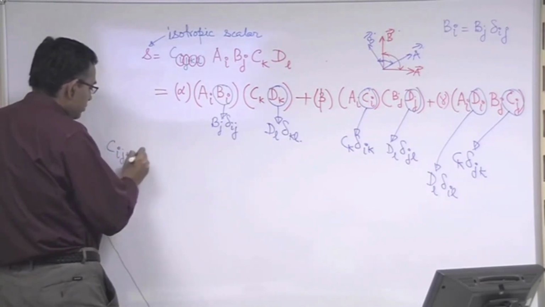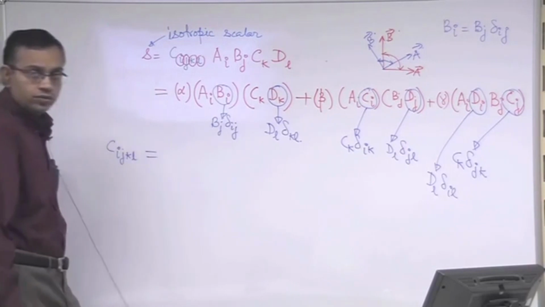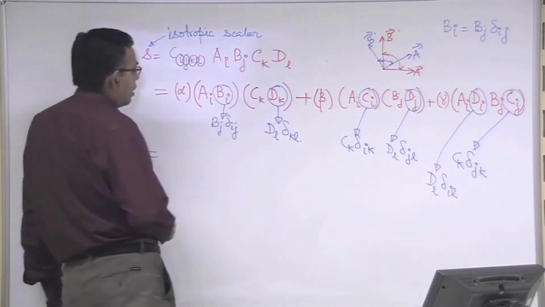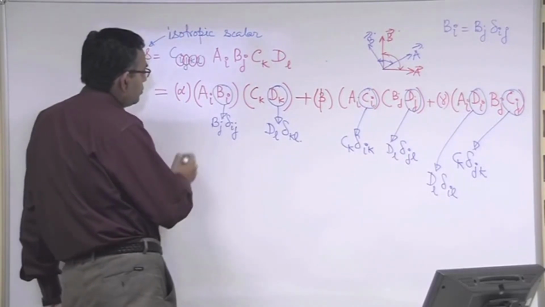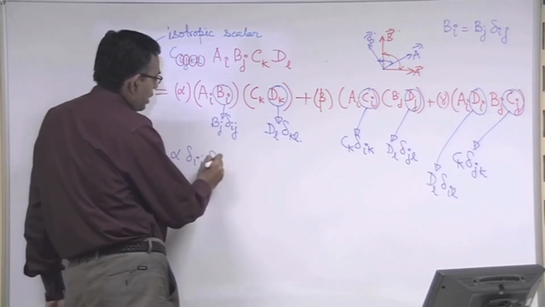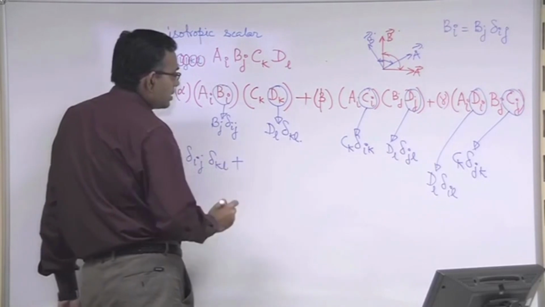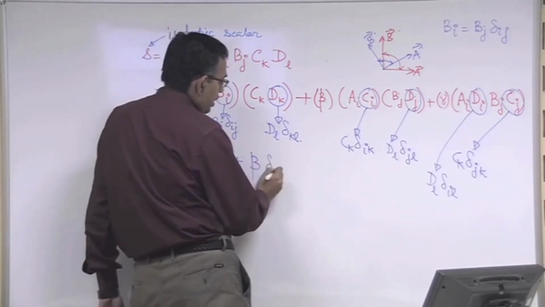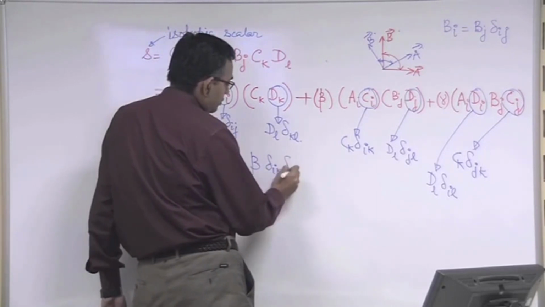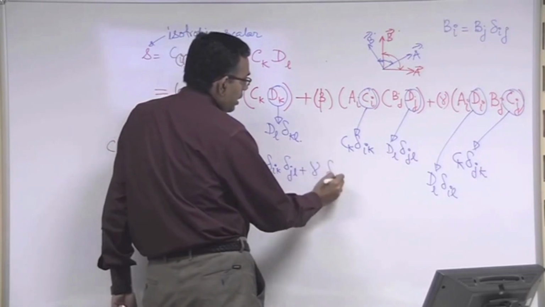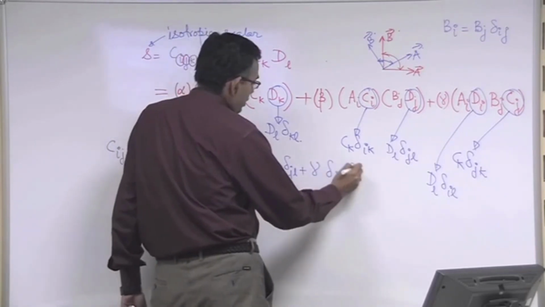Okay. So you can write Cijkl is equal to what? Cijkl is equal to alpha delta ij delta kl plus beta delta ik delta jl plus gamma delta il delta jk.